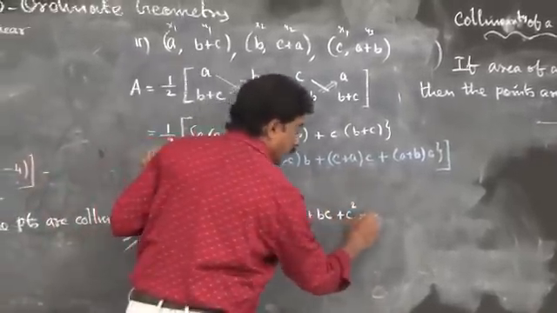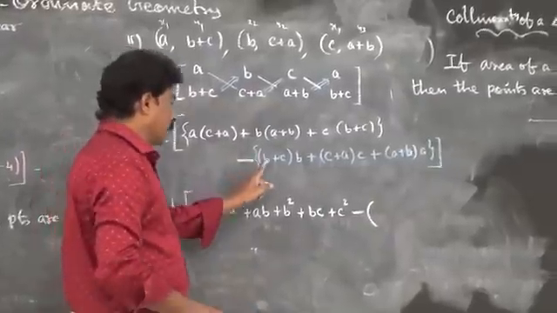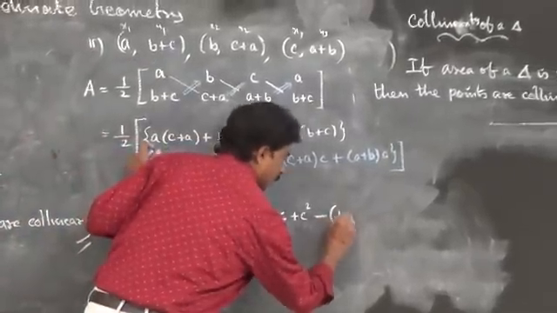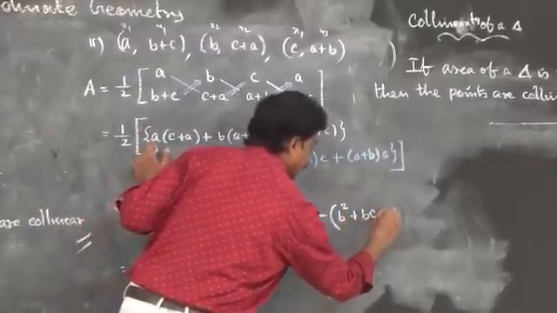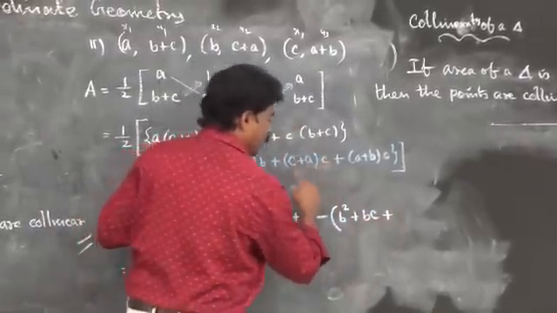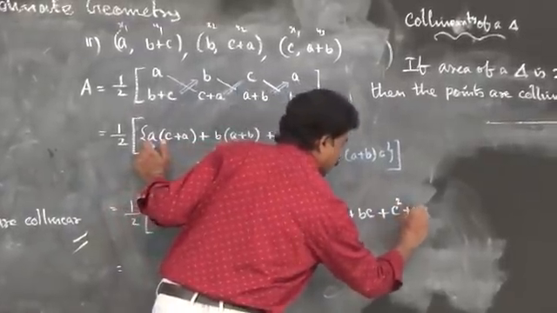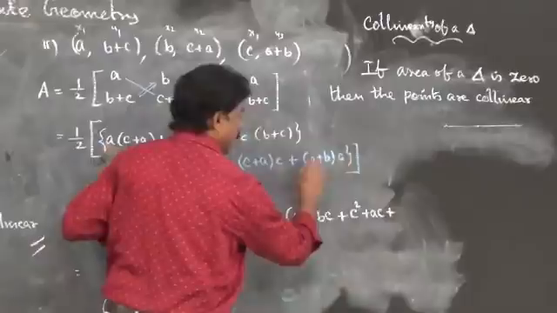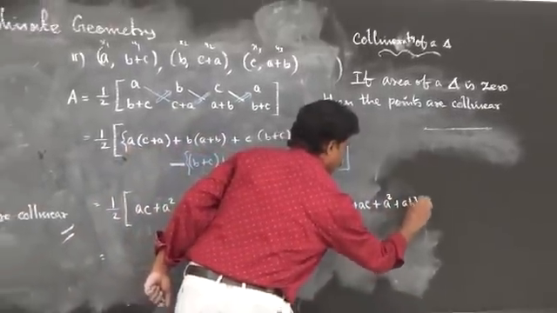Minus. First multiply, then we will remove the bracket. B into B, B square. C into B, BC, plus C into C, C square. A into C, AC, plus A into A, A square, plus A into B, AB.